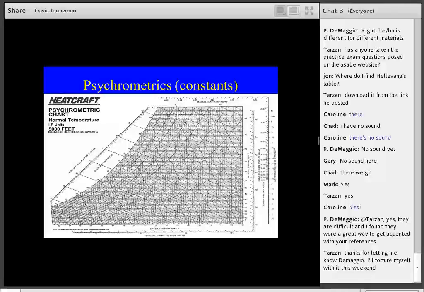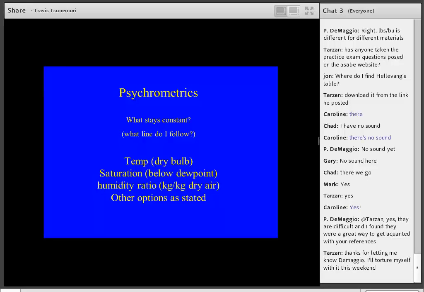When you hit saturation, if you go colder than that, you can't really fall off the chart, but what will happen to the moisture? Now you have too much moisture to fit in the air. If it gets colder than that, that moisture comes out as condensation. So you can slide down the chart if you get too cold. Okay, humidity ratio, kilograms of water per kilogram of dry air.